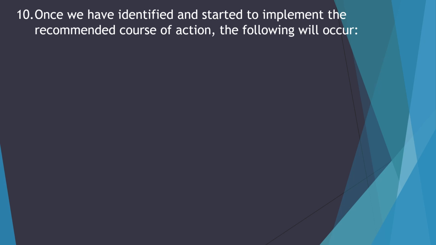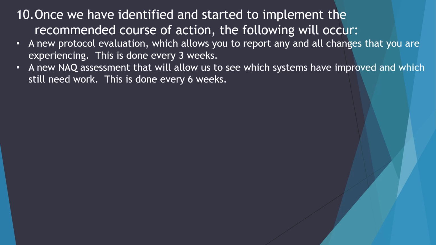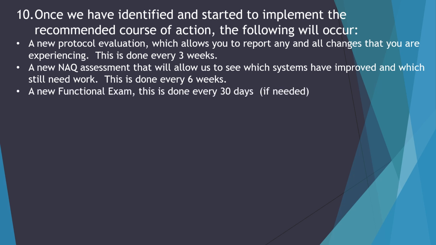And finally, we're coming to step number 10. So once we have identified and started to implement the recommended course of action, the following steps will occur. A new protocol evaluation, which allows you to report any and all changes that you are experiencing, is done every 3 weeks. A new NAQ assessment that will allow us to see which systems have improved and which still need work is done every 6 weeks. A new functional exam is done every 30 days if needed.